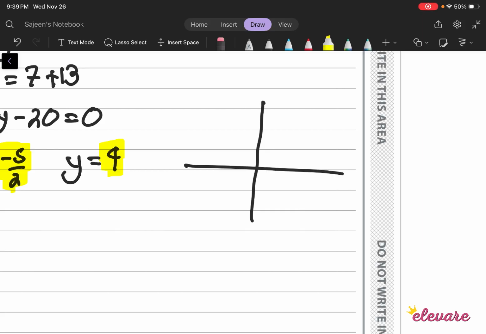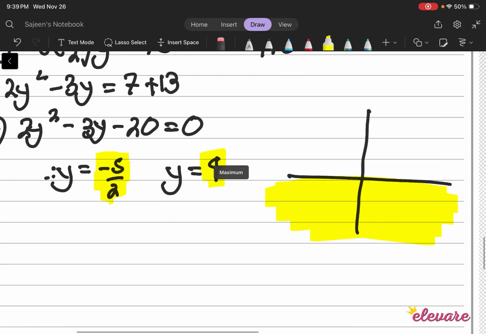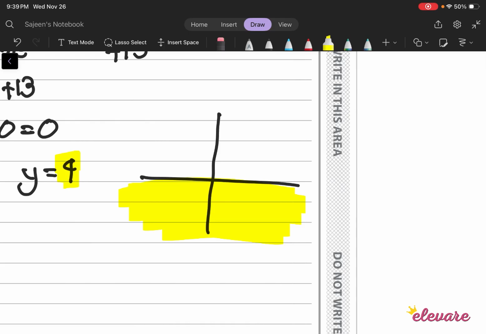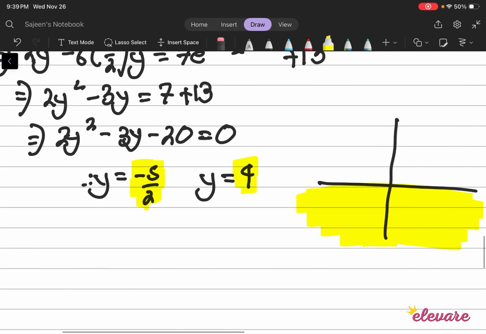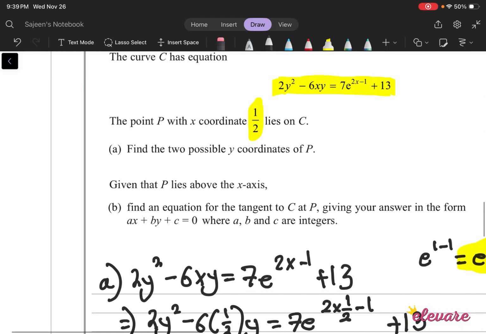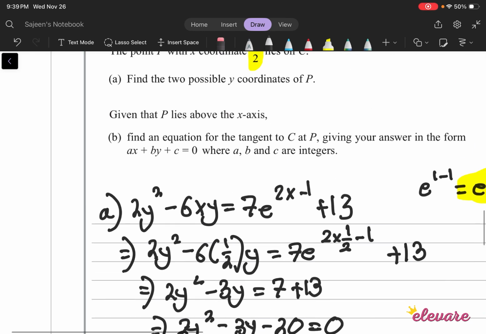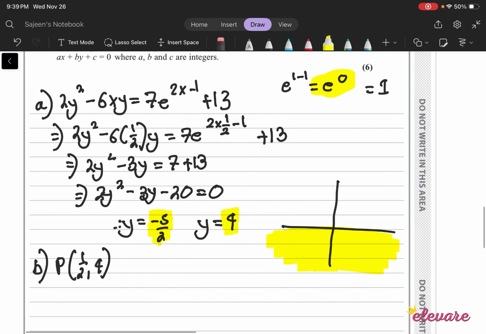Above the x-axis হইলে can my y coordinate of P ever be less than 0? না তো, right? Because if it was to lie above the x-axis, আমার y coordinate of P must be greater than 0. এখানে there's only one y coordinate which is greater than 0, which is 4. So আমি জানি আমার P এর coordinate first of all is gonna be half comma 4. Okay, this is the information that I extracted from this thing right here. Okay, আমি P এর coordinateটা পেয়ে গিয়েছি.